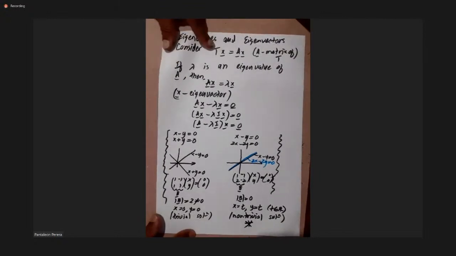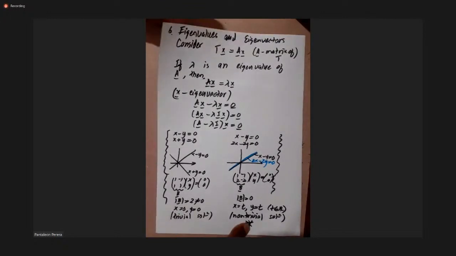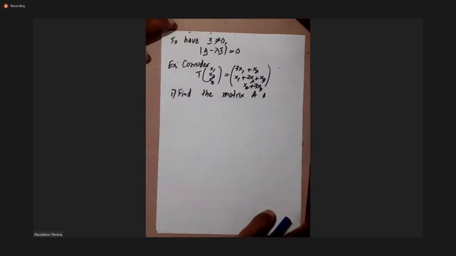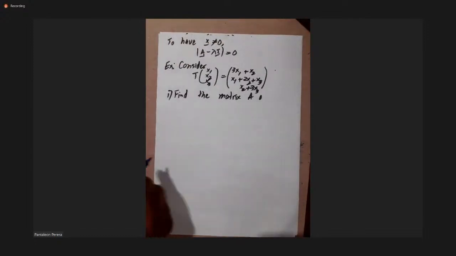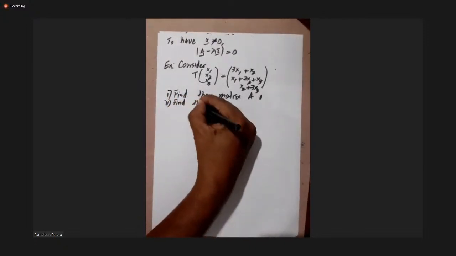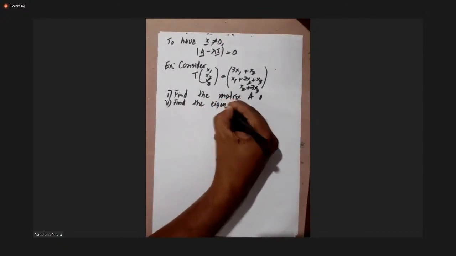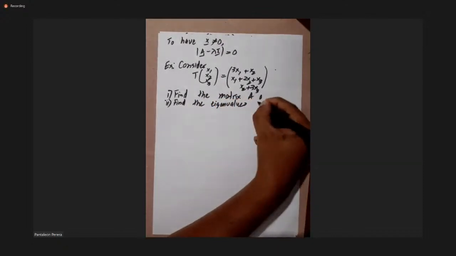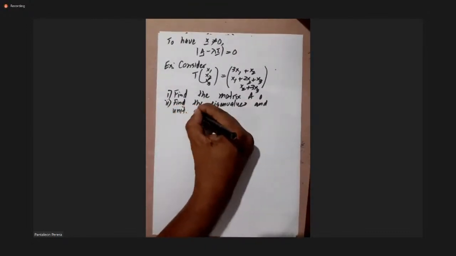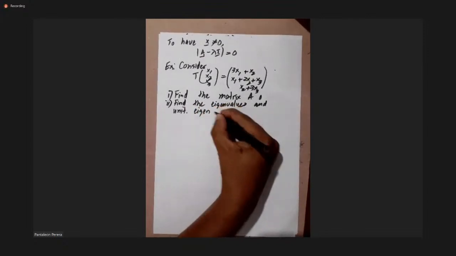Right. Now, since we need non-trivial solutions, we have to go in this path. So the determinant should be zero. Now we'll do this example. We'll find unit eigenvectors. That means their magnitude should be 1.